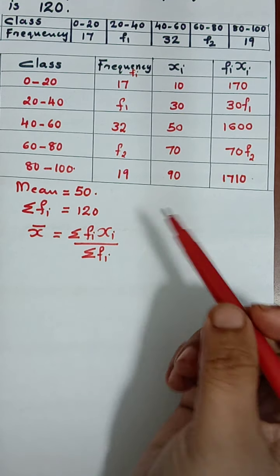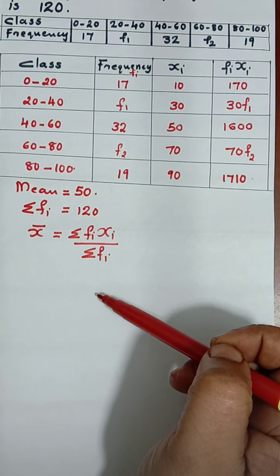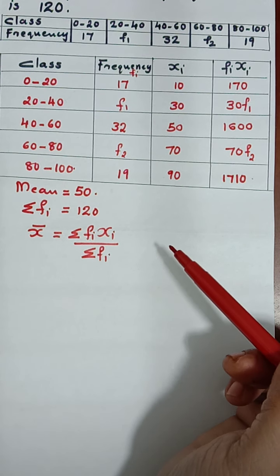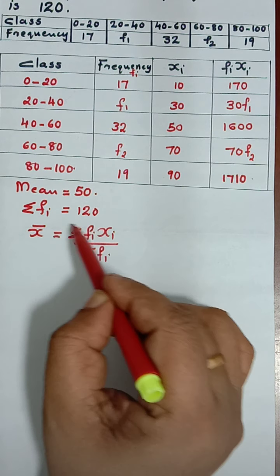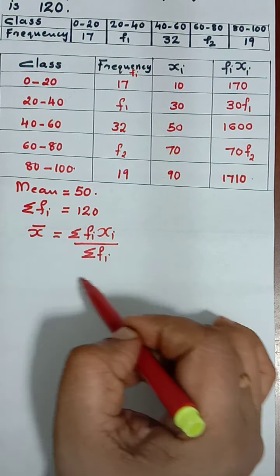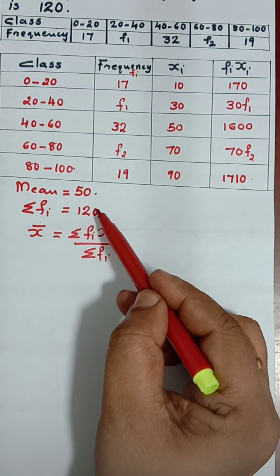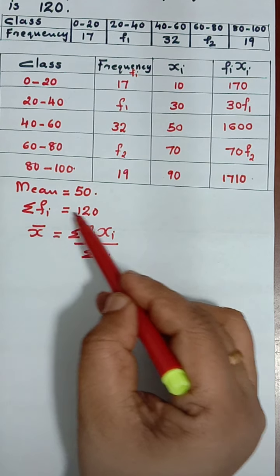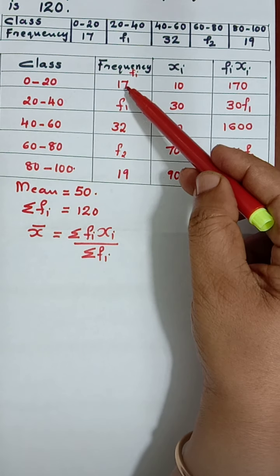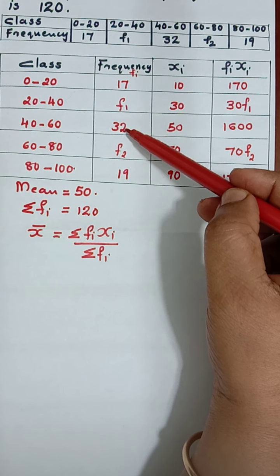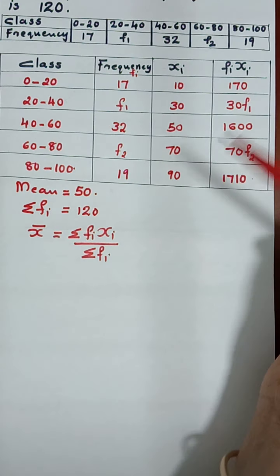Okay, so here two things are missing, F1 and F2. So you will have two equations. Solve both the equations in order to get F1 and F2. One equation we will be getting from X bar, that is the mean formula, and the other we will be getting from the sum of frequencies. Sum of frequencies they have given us is 120. That means this column, when we add 17 plus F1 plus 32 plus F2 plus 19, is equal to 120. That is one of the clues.